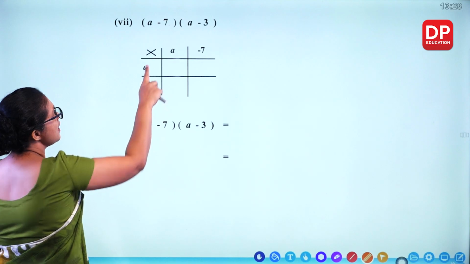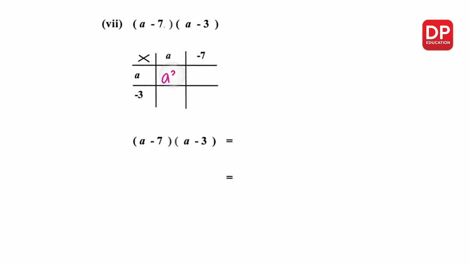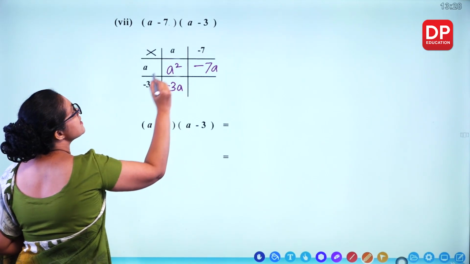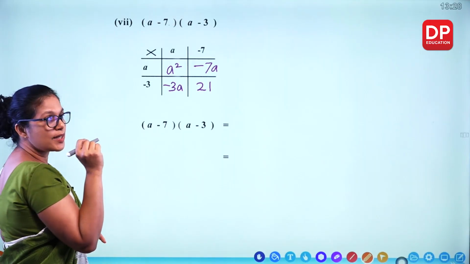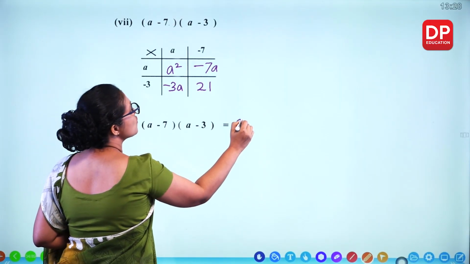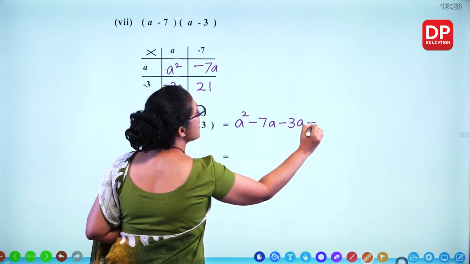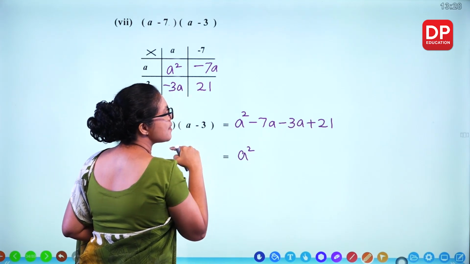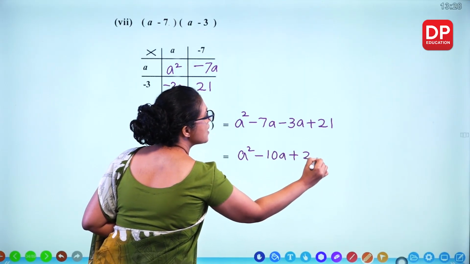Similar to that one, a minus 7, a minus 3. a into a, a squared. Minus 7a. Minus 3 times a, minus 3a. Minus 3 times minus 7, plus 21. So what are the terms you are getting? a squared minus 7a minus 3a plus 21. a squared, minus 7 and minus 3 is minus 10a, plus 21.